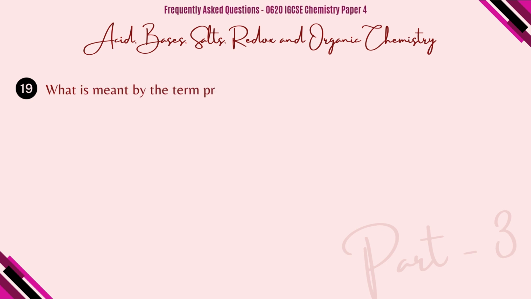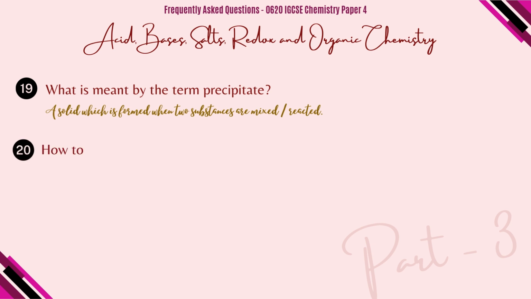Question number 19. What is meant by the term precipitate? So a precipitate is a solid which is formed when two substances react with each other. In a precipitation reaction, these two substances are mostly soluble salts which react with each other to form an insoluble one.